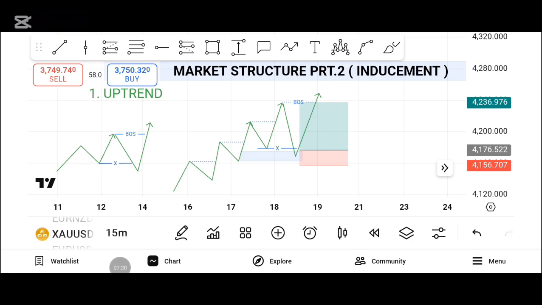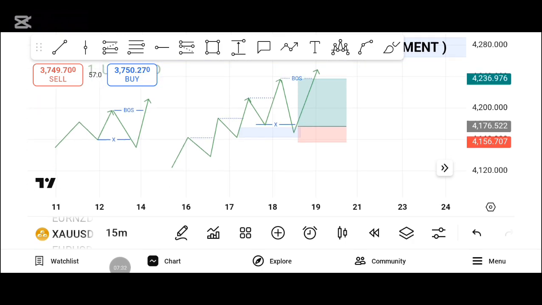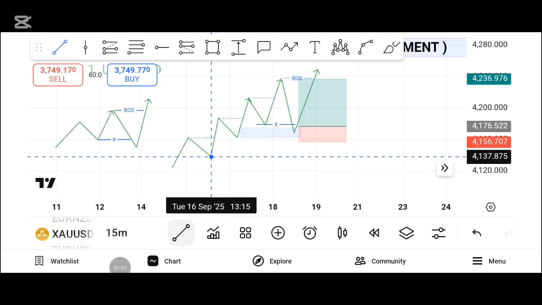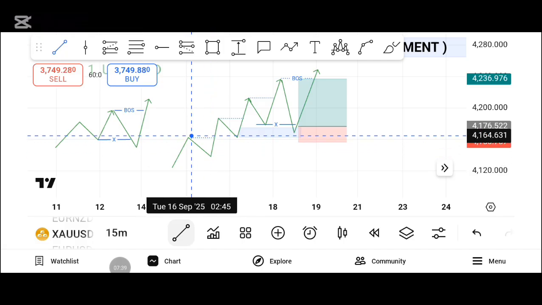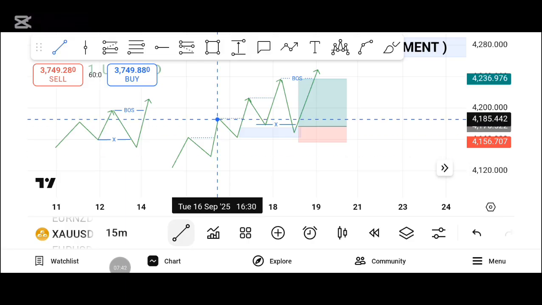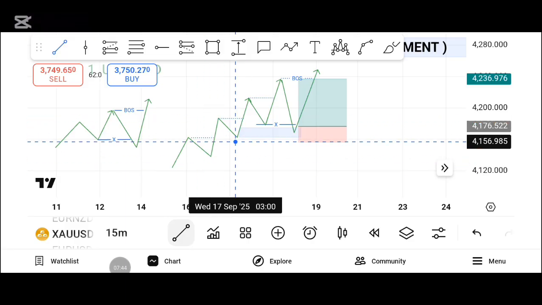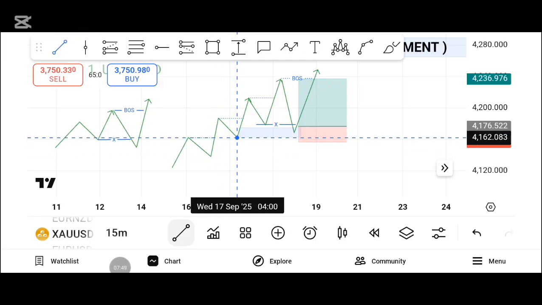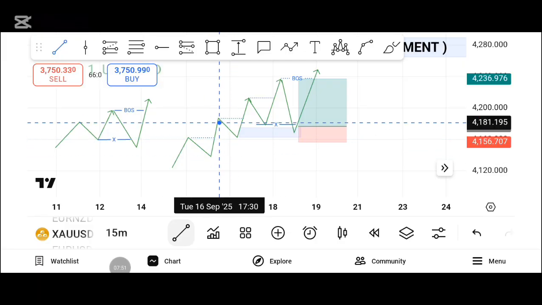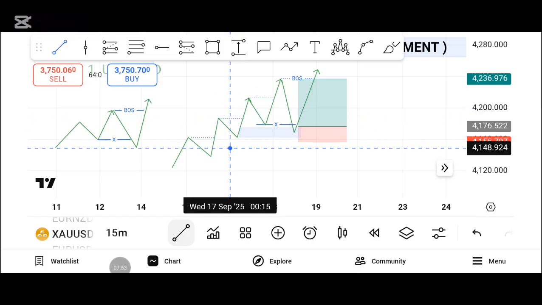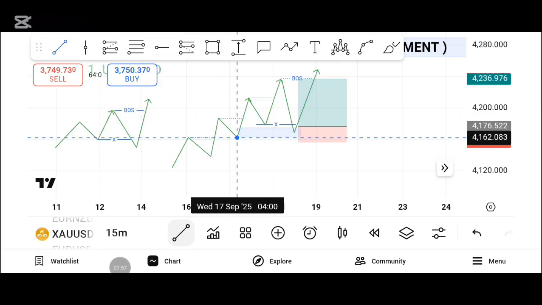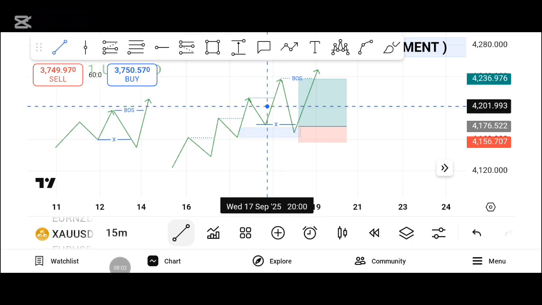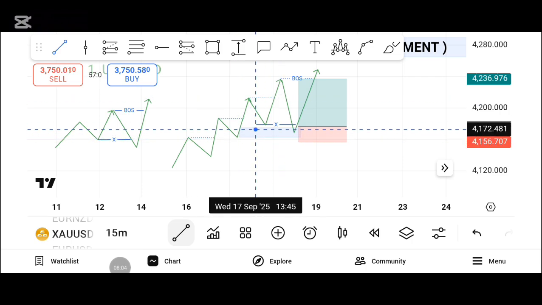What I'm trying to explain is that your inducement was sitting down here at the first point after a break of this high here. This is your high, low, high, low. But inducement now transfers from here to here. After this break of this high, inducement transfers from here to here. After this break of this new high again, inducement now transfers from here to here. I hope you understand.